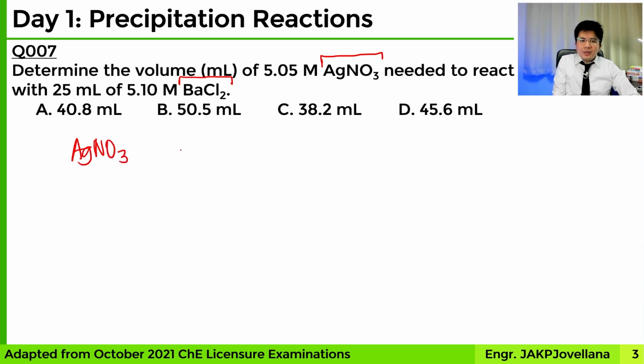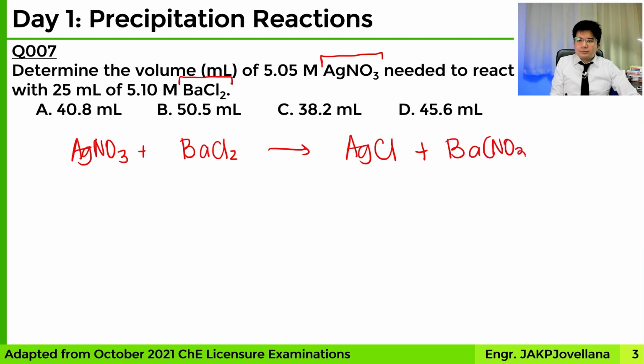AgNO3, plus barium chloride, BaCl2. The product for this precipitation is given by silver chloride, AgCl, and barium nitrate, Ba(NO3)2. And then we balance the chemical equation.